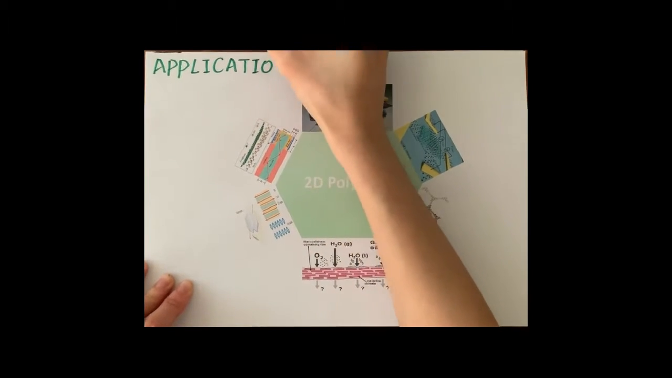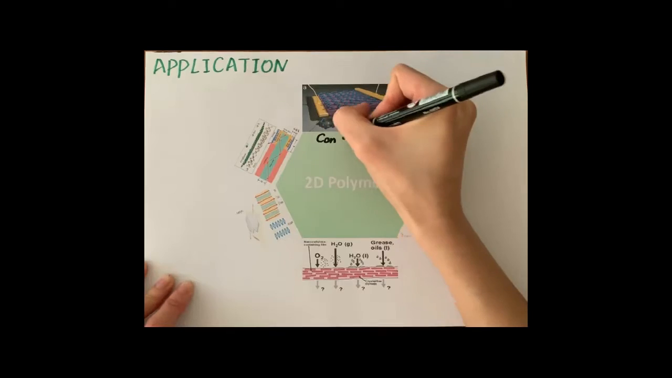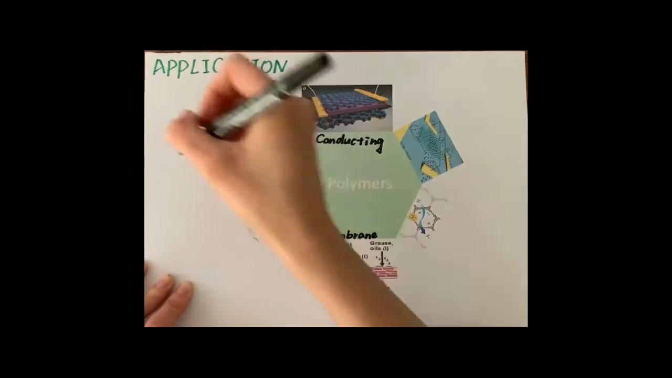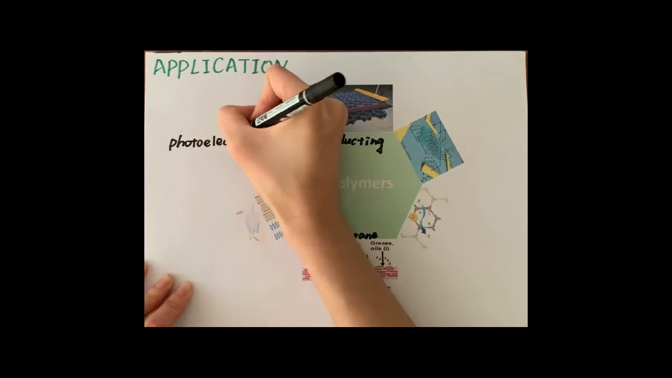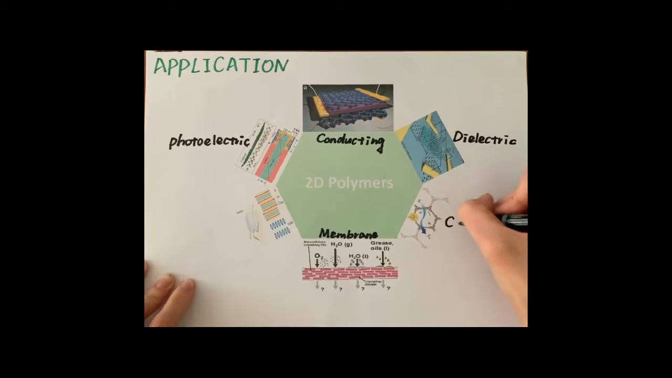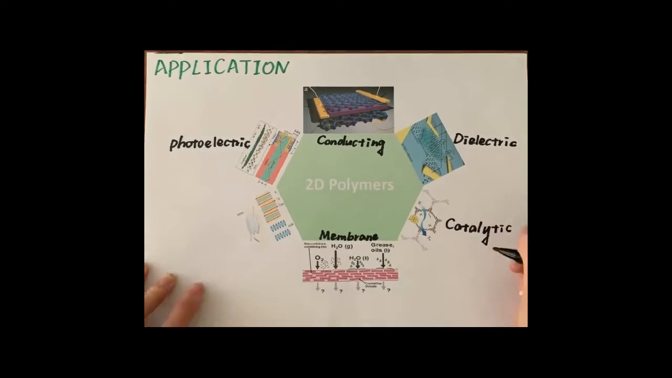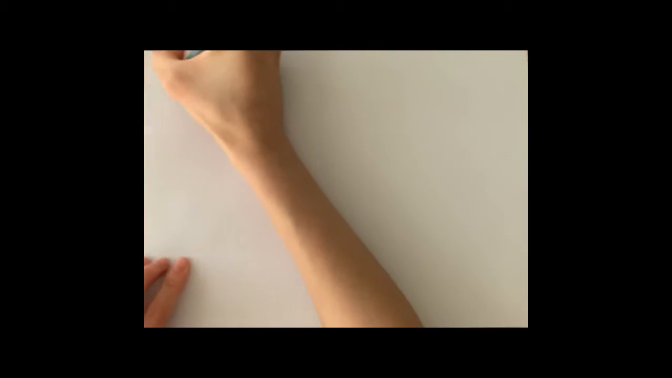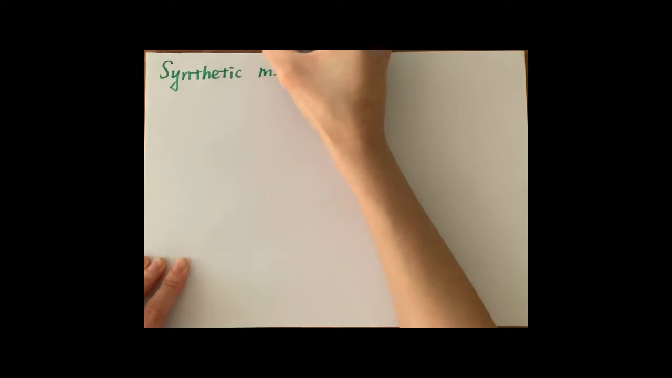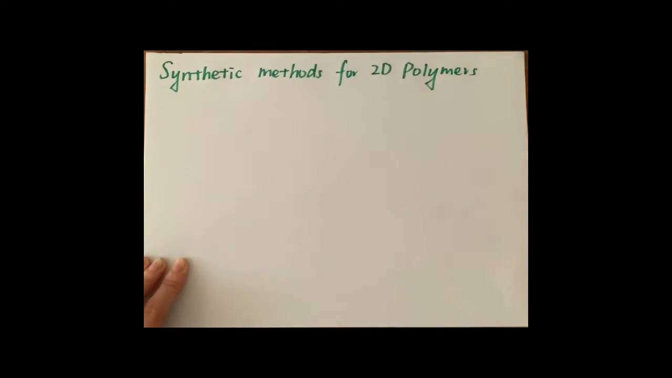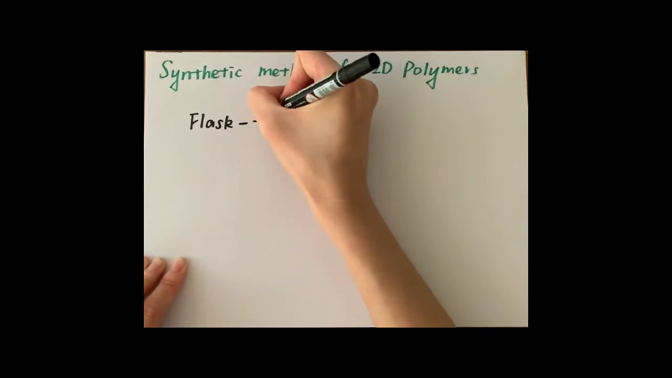Due to the unique physical and chemical properties of 2D polymers, these systems have potential applications in many fields involving conducting materials, membrane, photoelectric and dielectric systems, catalytic and lubricant characteristics. I will now introduce some of the synthetic methods available to access two-dimensional polymers, and I will show you both flux-type approaches and interface-assisted methods.